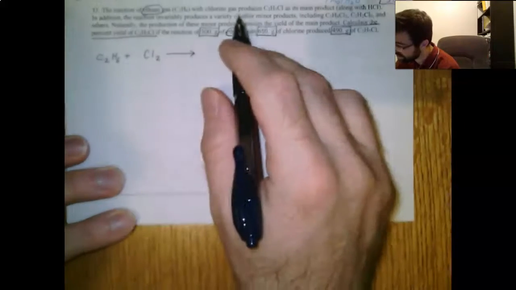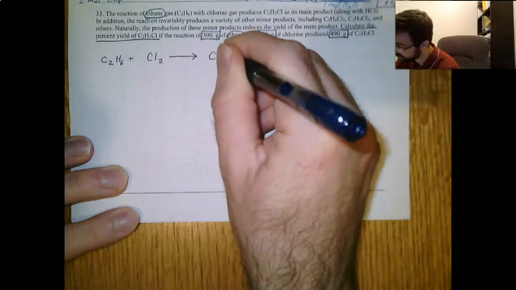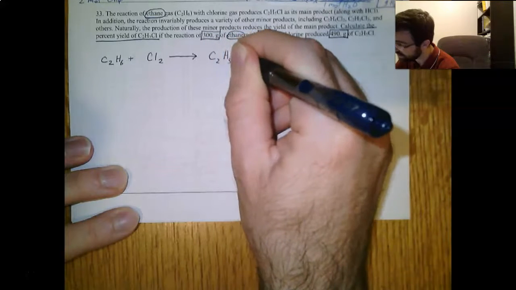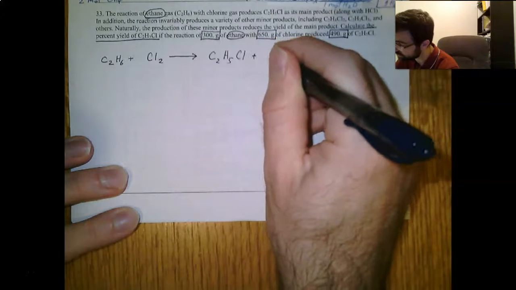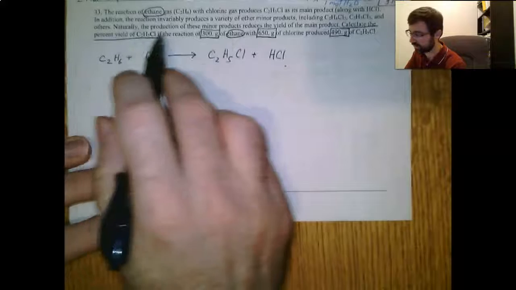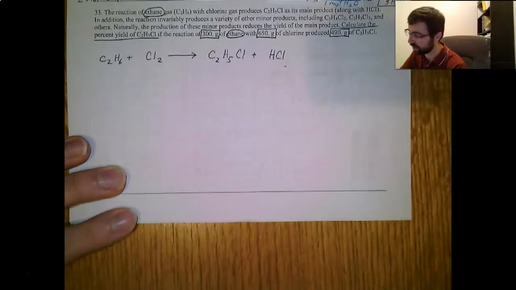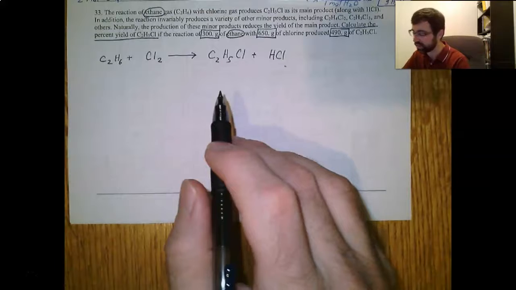They produce C2H5Cl as the main product along with HCl. And then the next thing says a bunch of minor products.